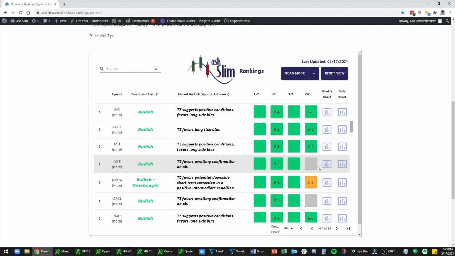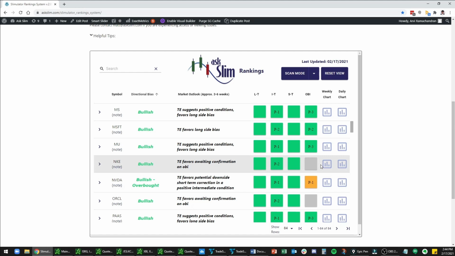So what you'll note here, for instance, in NVIDIA, is that it has this P1 orange indication, and the market outlook based on that P1 on the OBI says technical evidence favors potential downside short-term correction in a positive intermediate term condition. What that means is overall patterns based on all of our work are positive. We are just a little bit overbought, so we look for just a minor pullback to then set up likely further upside. So let's go ahead and shift back to Nike. I just wanted to walk through the OBI because we do sometimes get questions on it.